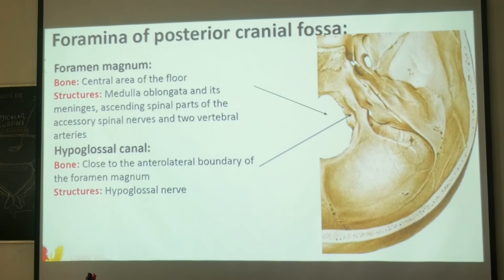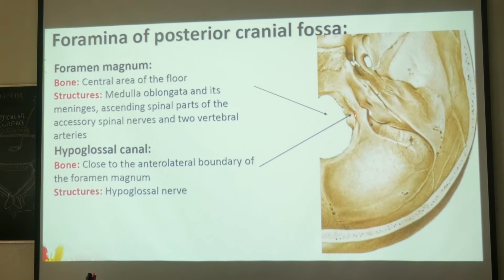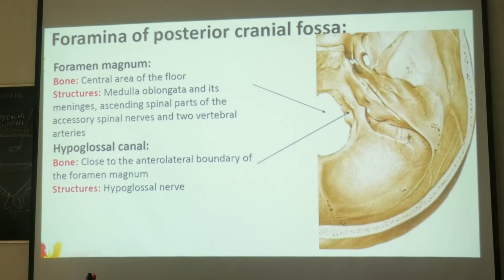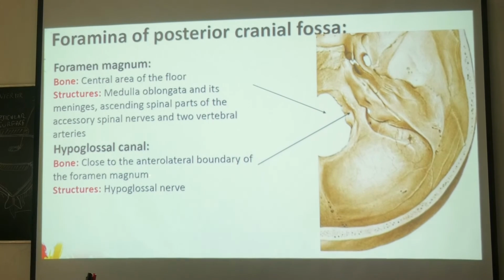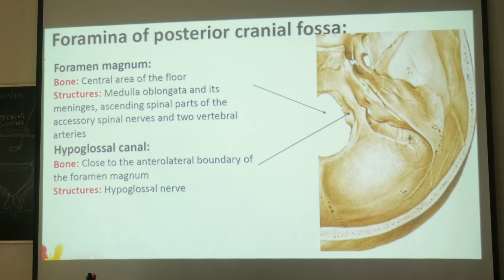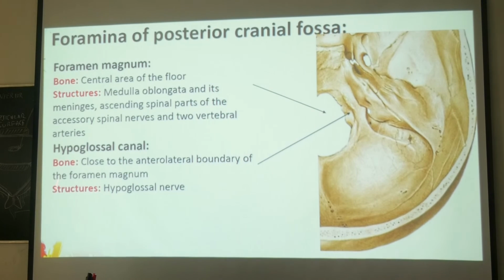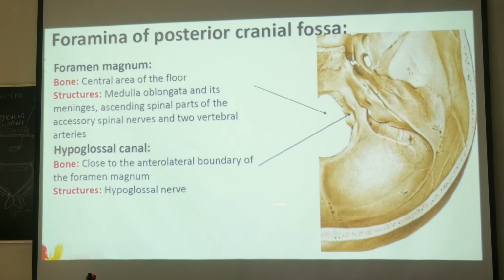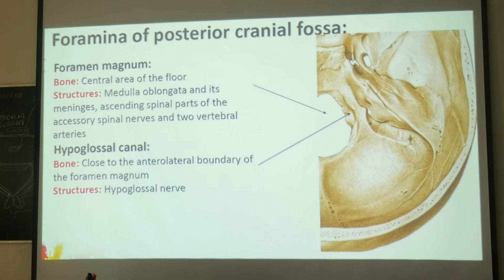Then there is the hypoglossal canal here. Just above the condyle there will be the hypoglossal canal close to the anterolateral boundary of the foramen magnum, and the structure passing through the hypoglossal canal is the hypoglossal nerve. Okay, understood.